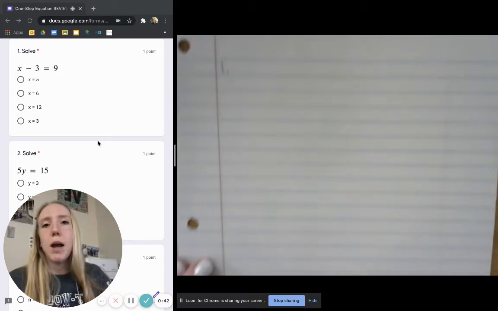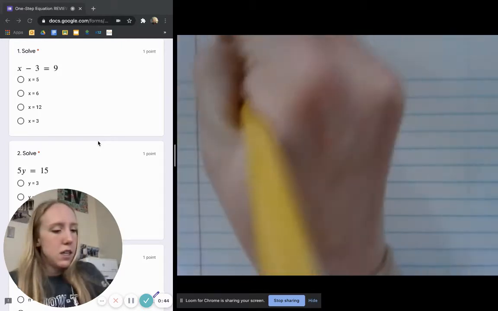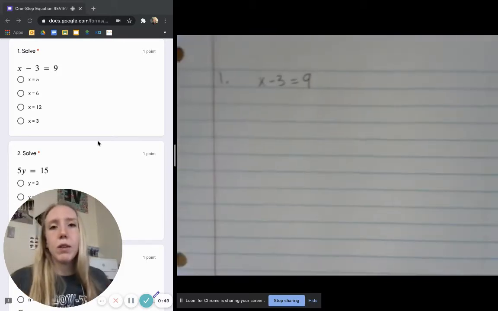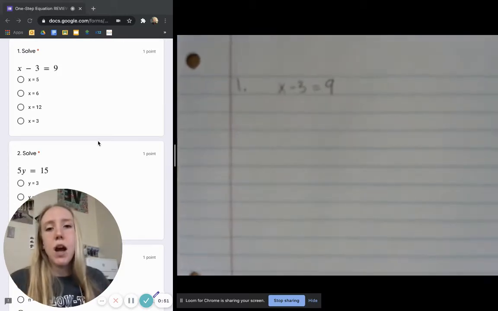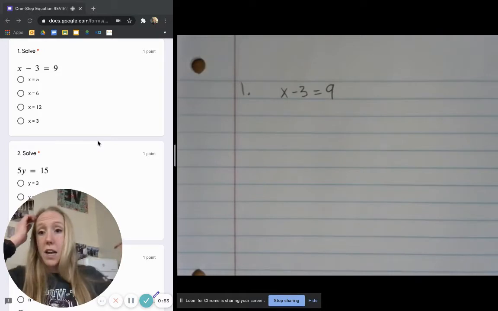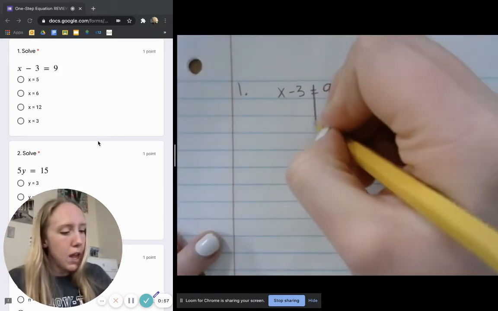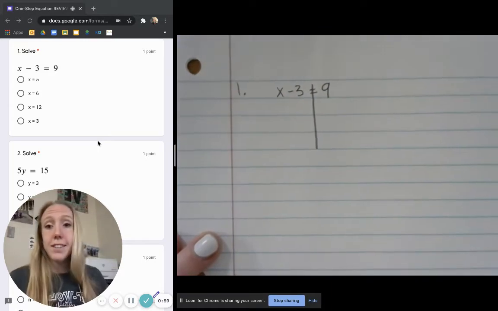says x minus 3. Notice how I'm writing it really nice and neatly. I'm not just writing it all over the place. I'm using the lines to organize my work. I'm going to draw my line, my fence.